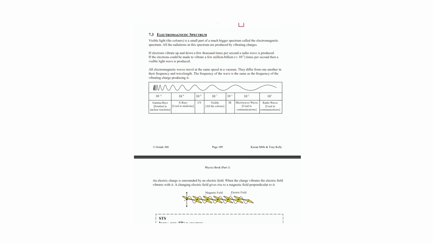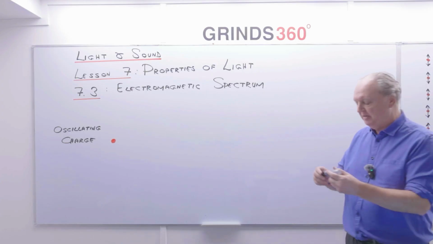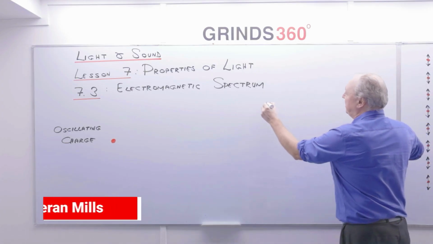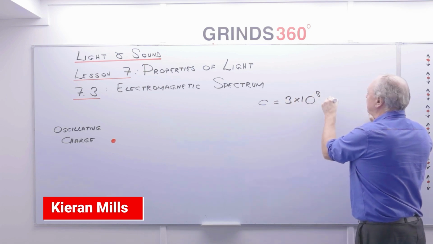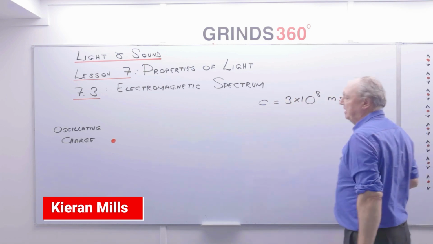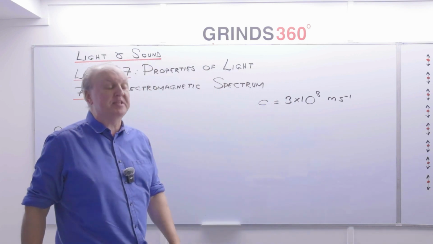What a short section. So the electromagnetic spectrum is all about light. Light travels, obviously, at the speed of light, which is 3 by 10 to the power of 8 meters per second. So we call that value C. C is 3 by 10 to the power of 8 meters per second. How do we make light? Well, we talked about this before in previous lessons.